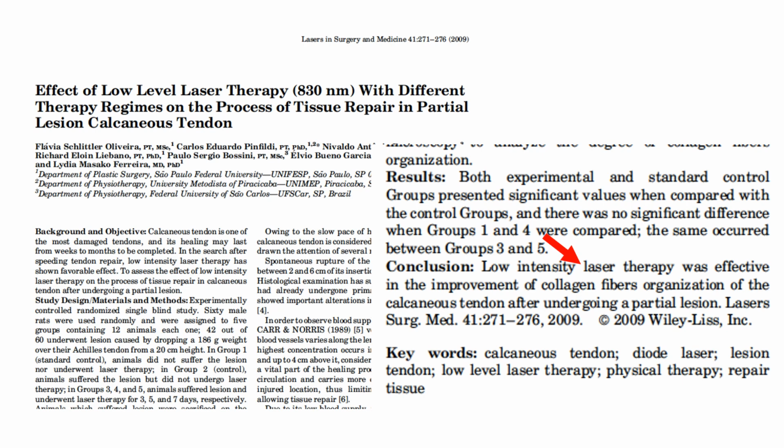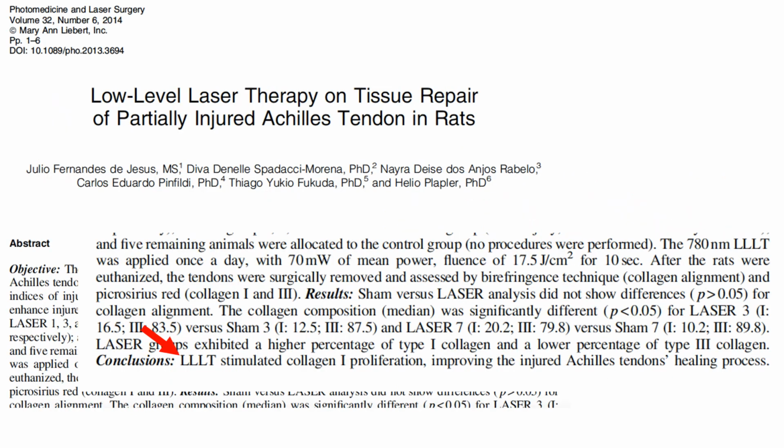This study looked at the different therapy regimes on the process of tissue repair in partial lesion calcaneal tendon. The conclusion: laser therapy was effective in improvement of collagen fibers organization of the calcaneal tendon after undergoing a partial lesion. Laser therapy on tissue repair, another one indicating that laser stimulated collagen 1 proliferation, improving the injured Achilles tendon healing process. So the indication is showing more and more and more that with any acute injury, apply laser immediately after that acute injury.